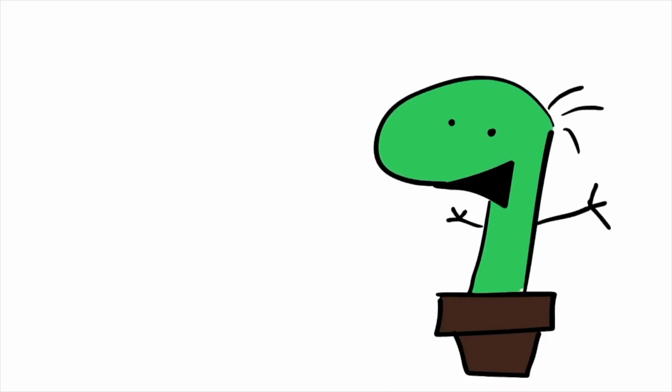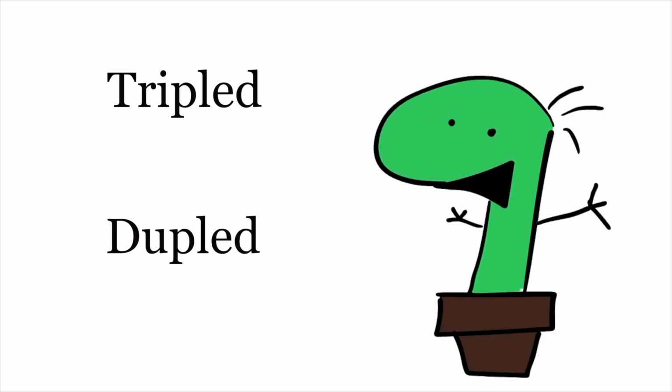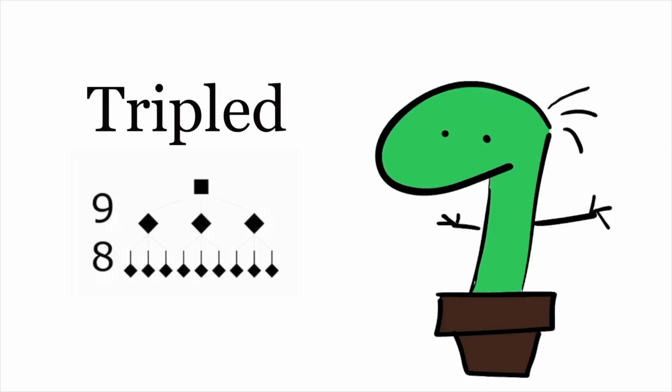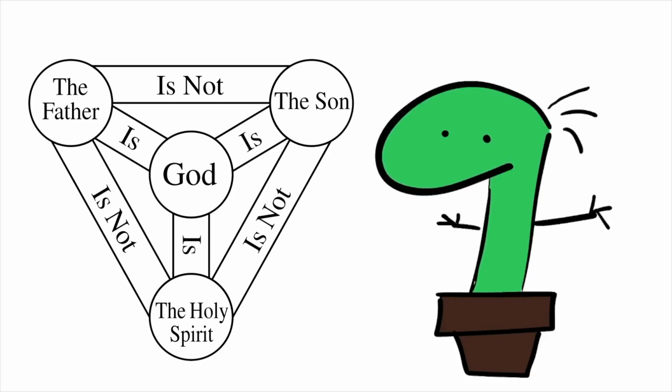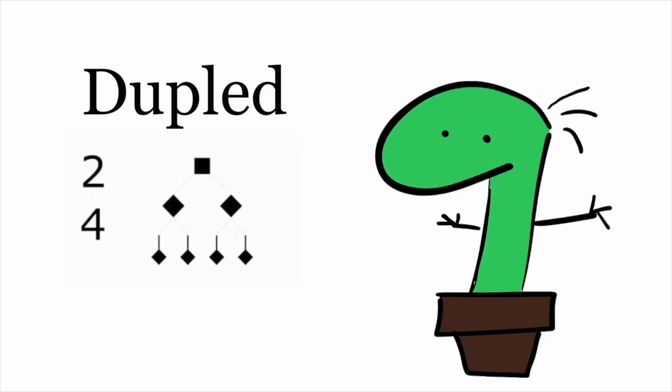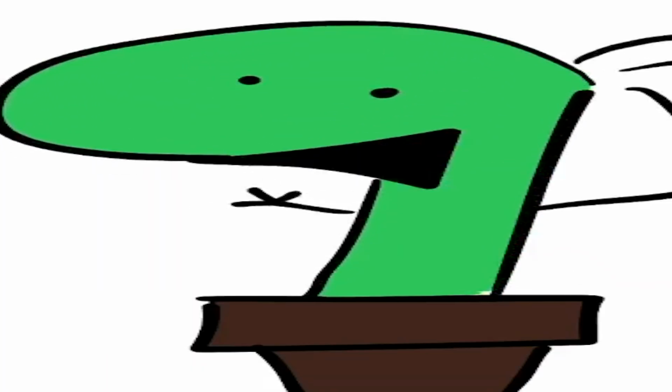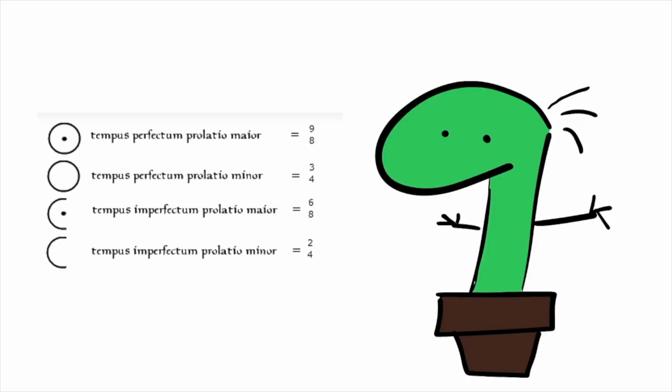There were two types of rhythm essentially, being tripled and dupled rhythms. These tripled rhythms were considered perfect, as an allusion to the Holy Trinity, while the dupled rhythms were conversely considered imperfect since they don't use tripled meters. And guess how they notated the meters? Yup, the mysterious C notation originated here.